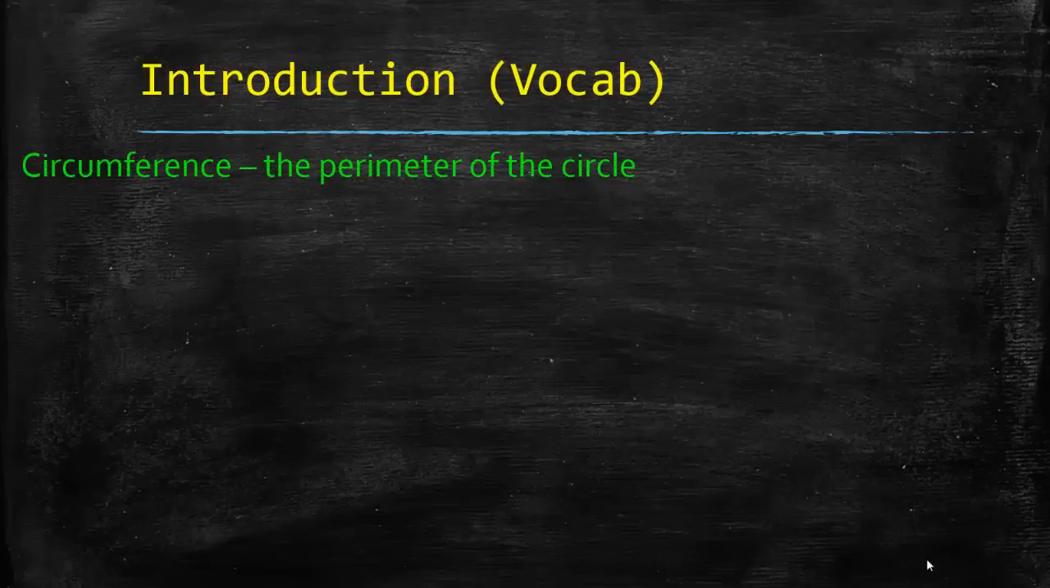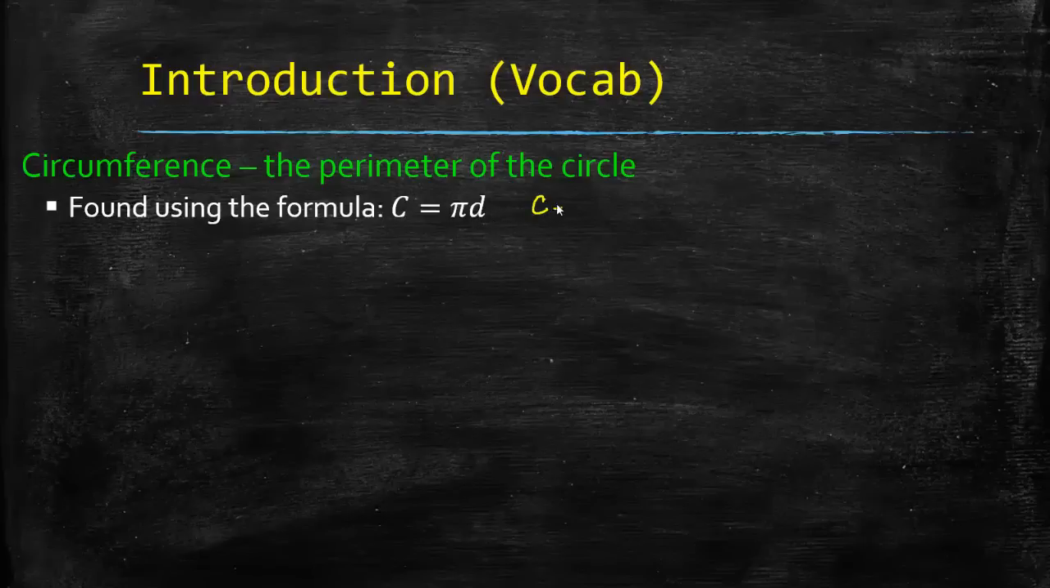Circumference is the perimeter of the circle, so it's a measurement of the outside of the circle. Okay, and we use the formula C equals pi times d, where C is circumference and d is diameter. If you're given the radius, you can either just double it, or you can use the formula C equals 2 pi r, where r is the radius. So just another way, it's the same formula basically, it's just another way of thinking of it.